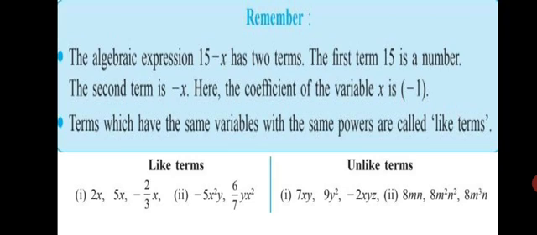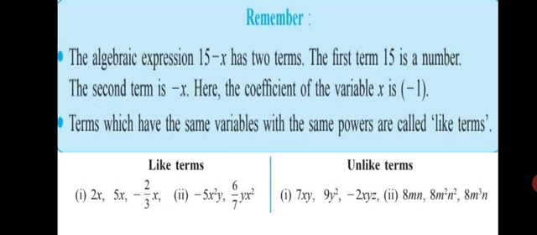Second example, minus 5x square y, 6 upon 7 yx square. Now y is raised to the power of 1 and x is raised to the power of 2. The powers are also same. Then we can say that these are like terms.